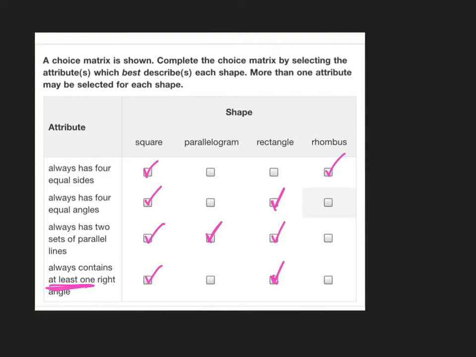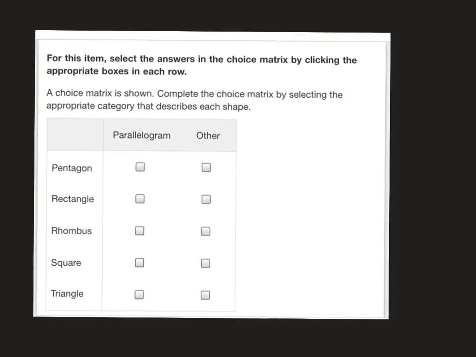Always has 2 sets of parallel lines. Yes, that is true. Always contains at least one right angle. Not true. So only 2 are true for a rhombus. And that's it.